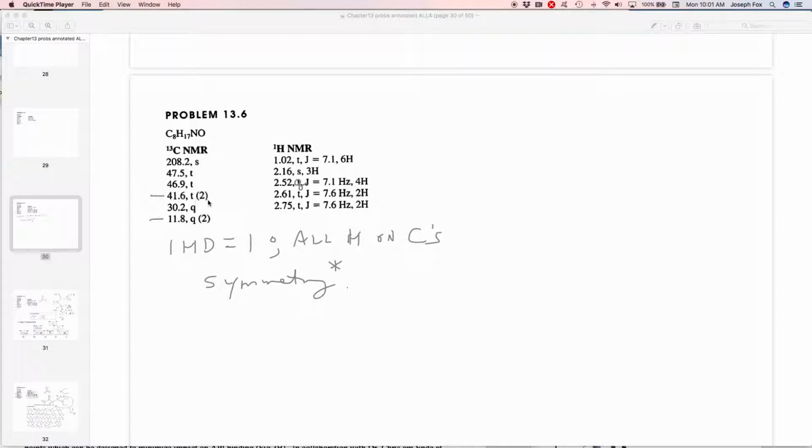We can also see that we've got a triplet. Triplet means it has 2 hydrogens attached to it, and we do have a peak that is appearing as a quartet with the corresponding coupling constant to this triplet at 1.02.